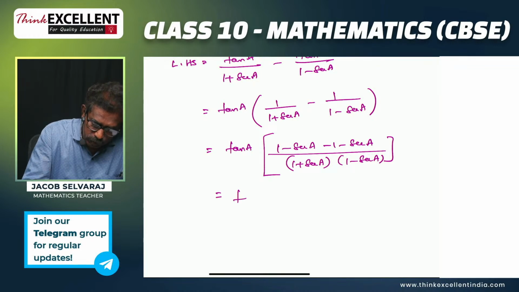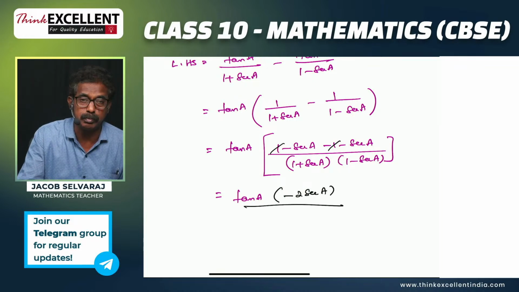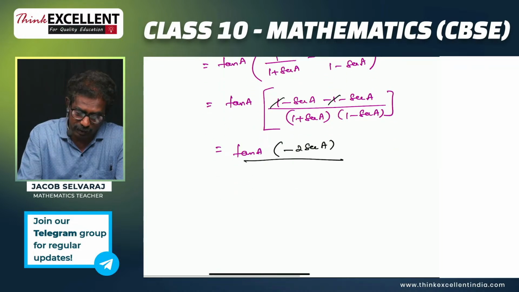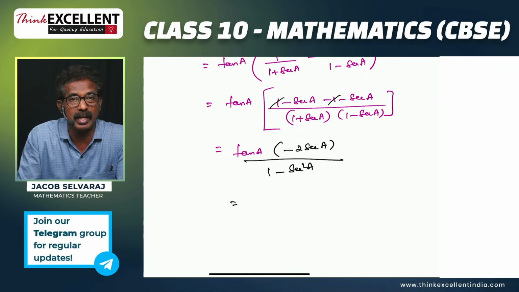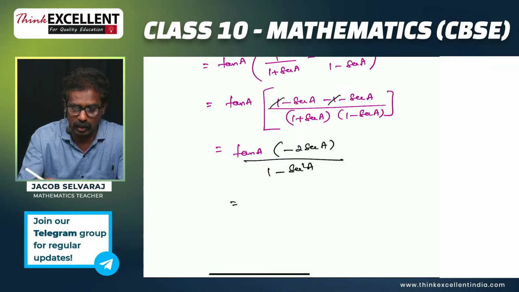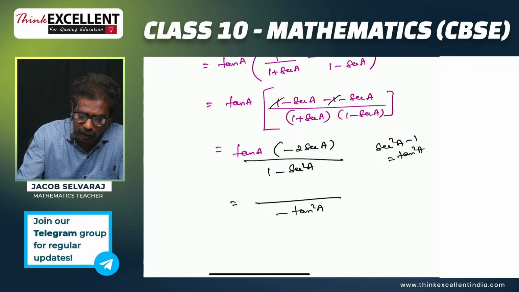That is tan A into, the numerator you can cancel plus 1 and minus 1. Minus secant A is minus 2 secant A. Denominator is A plus B into A minus B. It is A square minus B square, right? 1 square minus B square secant square A. What is 1 minus secant square A? It is not tan square A. Secant square A minus 1 is tan square A. So 1 minus secant square is minus tan square A. Remember, secant square A minus 1 is what? Tan square A. You must be thorough with these identities.